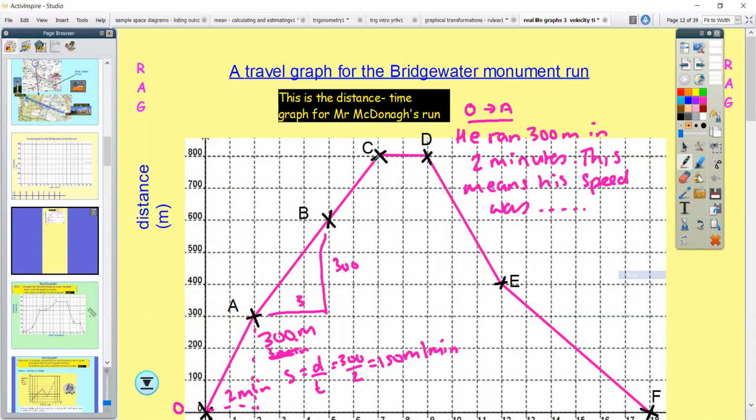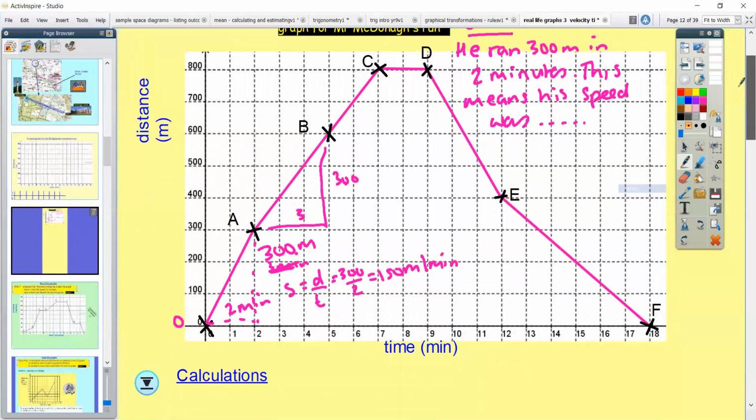It doesn't matter whereabouts on a straight line you find the gradient. Whatever two points you use, you'll always get the same result. So you can make your own up from that.